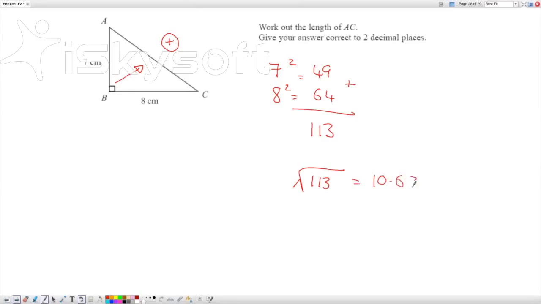We get 10.63014581. Two decimal places, decimal point, count 2, 1, 2, draw a line. This number, small number, this number stays the same. Final answer, 10.63.